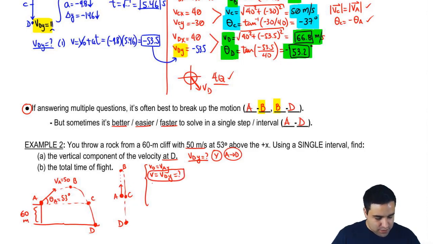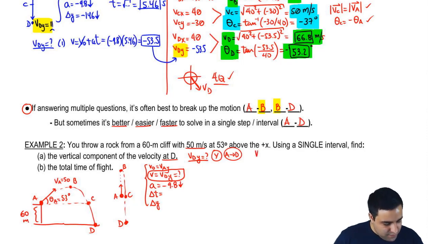Okay. Then there's the acceleration, which is gravity, negative 9.8, because we're going down. Then there's the amount of time that it takes, delta t. And then there is the height. So I can find Vay. Let me do that real quick.